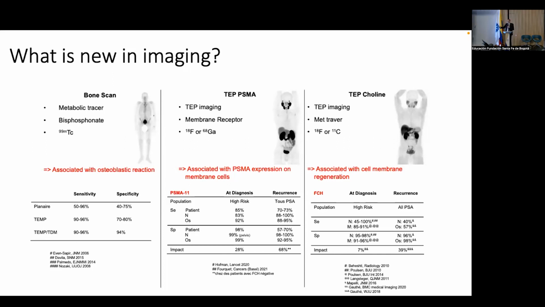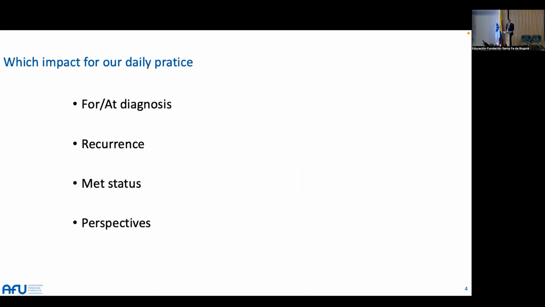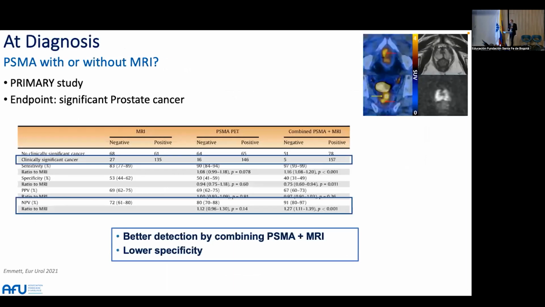Sometimes we are looking for a metabolic tracer. Sometimes we are just looking at the presence of this antigen on the membrane cell. And we'll see that the impact on our diagnosis, on our prognosis, can be a little bit different. So we'll look at the impact of PET PSMA in our daily practice at diagnosis, for recurrence, for metastatic status, and what are the perspectives.